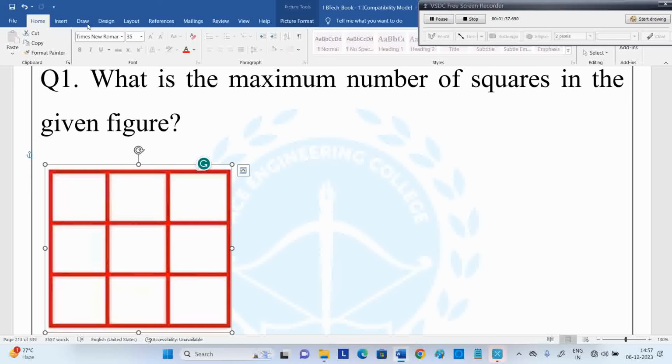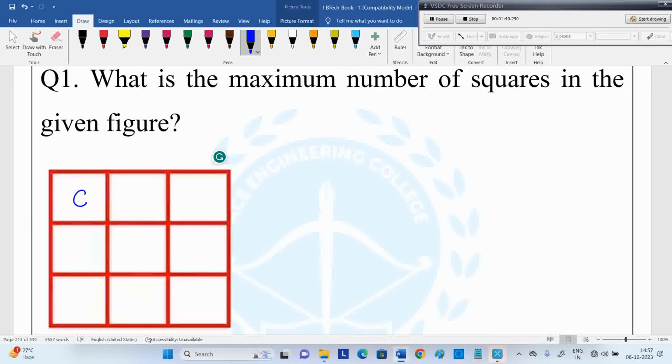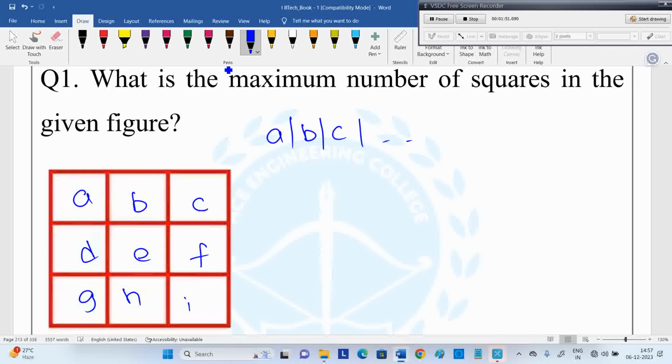You can do manual counting by giving labels: A, B, C, D, E, F, G, H, I. Individually, if you consider each box, A, B, C and so on up to I, you have 9 single boxes. They're asking for the maximum number of squares, so we need to count all the possibilities. If I take 4 square boxes, 2 rows and 2 columns at a time, this combination A, B, D, E is a square.